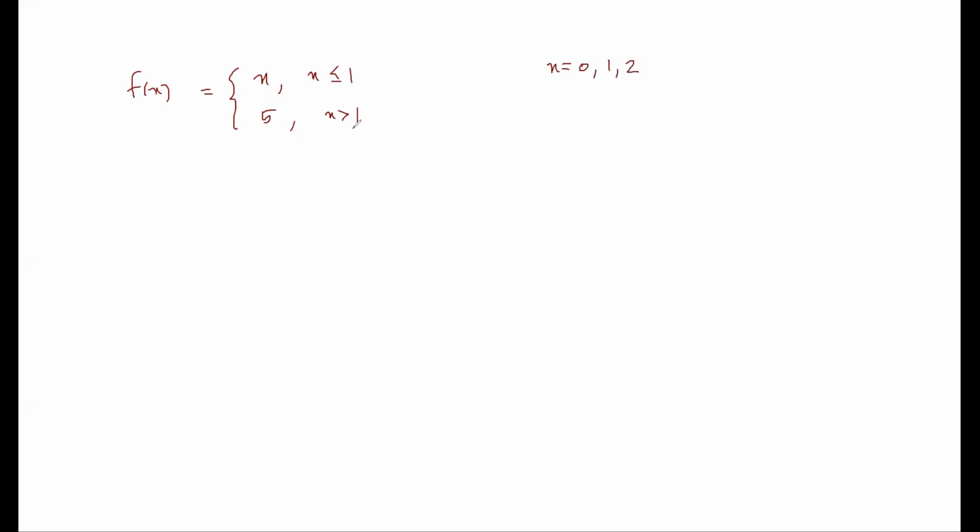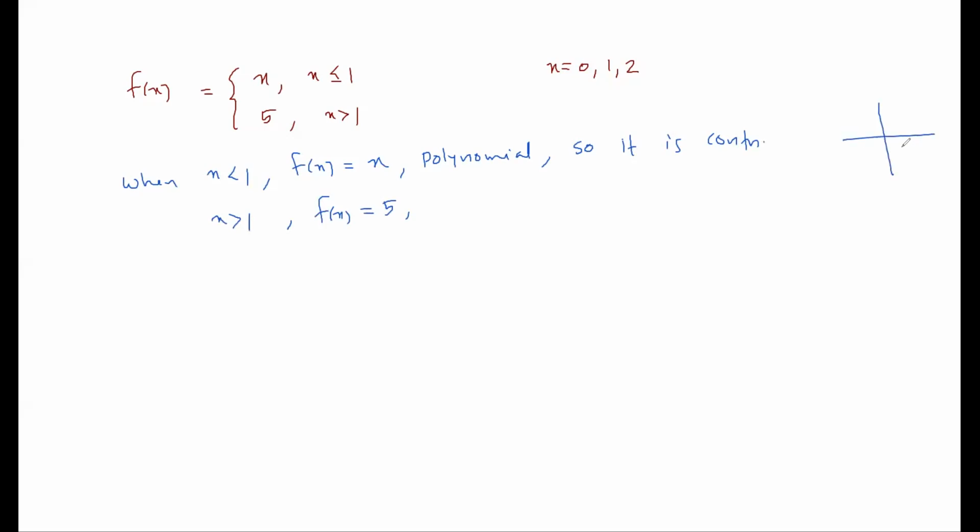So you can see that when x is less than 1, f of x is x. Polynomial. So it is continuous. Kyunki less than 1 mein sabhi point mein continuous hai. When x is greater than 1, f of x is equal to 5. That's also a constant polynomial. Graph hame pata hai, y is equal to 5 is a horizontal line. There is no break. This is a constant polynomial.